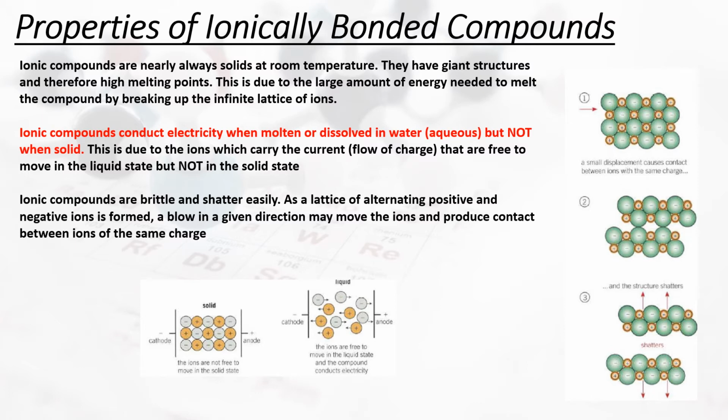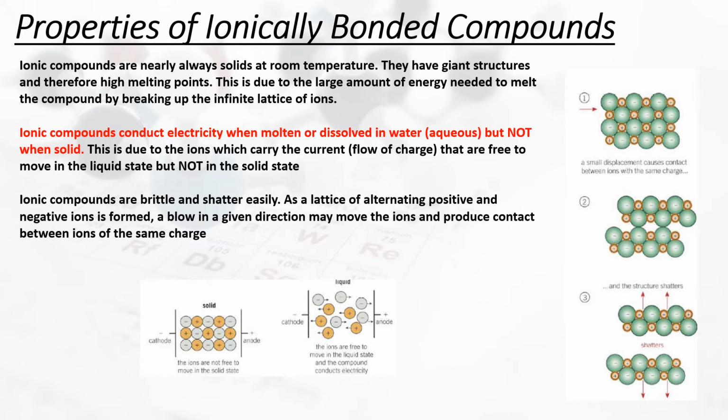Ionic compounds are also quite brittle and shatter easily. This is because we have this lattice structure of alternating positive and negative ions. If, for example, I hit this lattice structure in a given direction, this may move the ions, and so rather than having this nice normal negative, positive layering, where negative and positives are always in contact, we never have any negative and positive directly in contact.